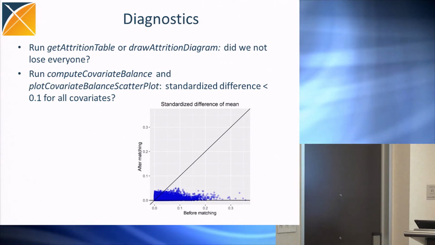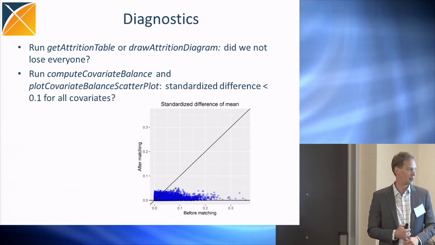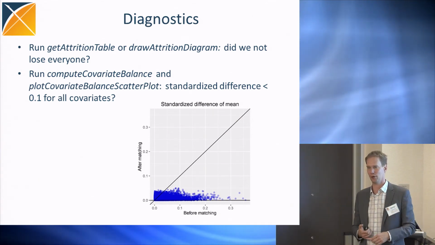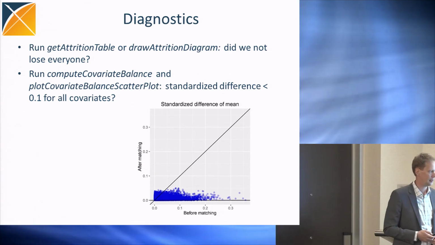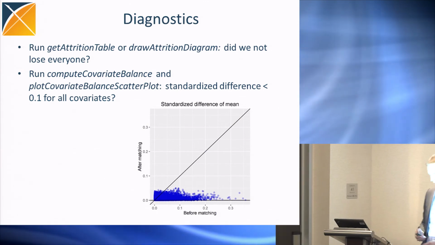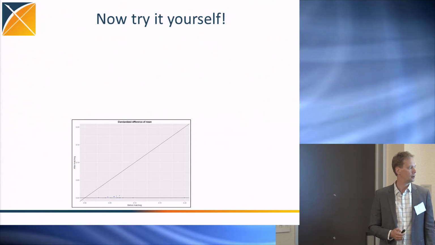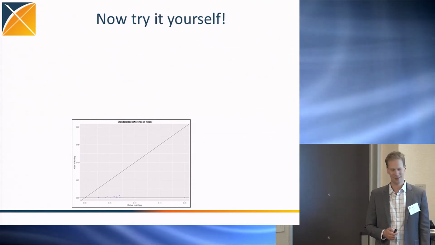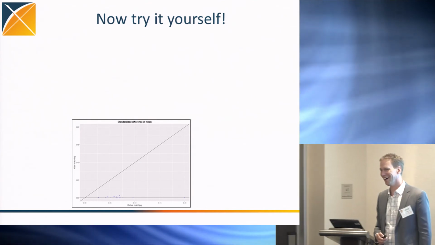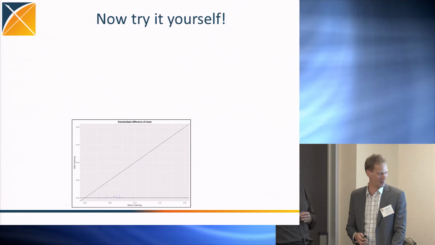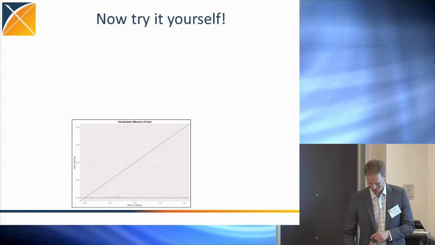More importantly, probably, you can use the compute covariate balance function to compute the covariate balance before and after matching or trimming or stratification. That usually should look something like this, but I think you already explained that before the break. It's much better. Look at that. Perfect. So all 17 covariates got whacked perfectly in balance after matching. So that's proof that our method works.